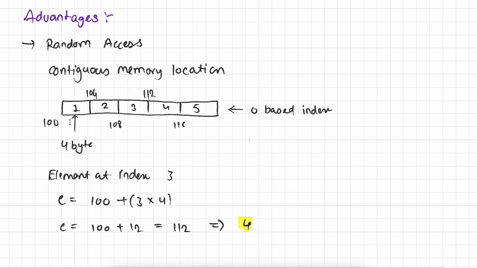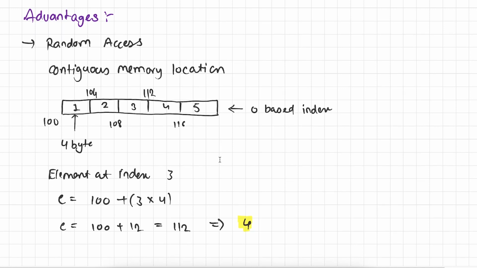Let's say, for example, the first element is stored at memory address 100, and the size of this element is 4 bytes. The second element is stored at location 104, the third at location 108, and so on. Now let's say I want to get the element at index 3. How are we going to get it? It's simple. We calculate 100, the base address of the array, plus 3, the index, times 4, the size of an element. If we calculate this, we get the address of the third index, which is 112.